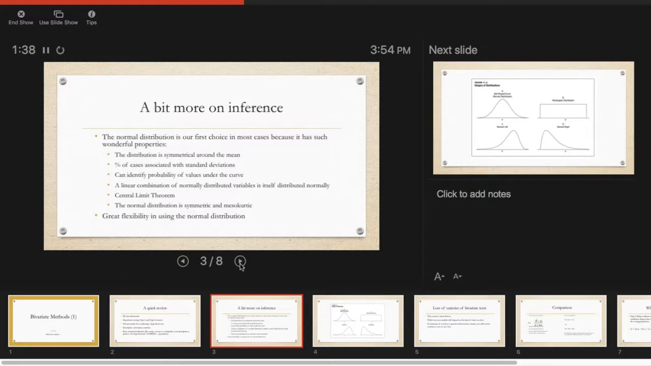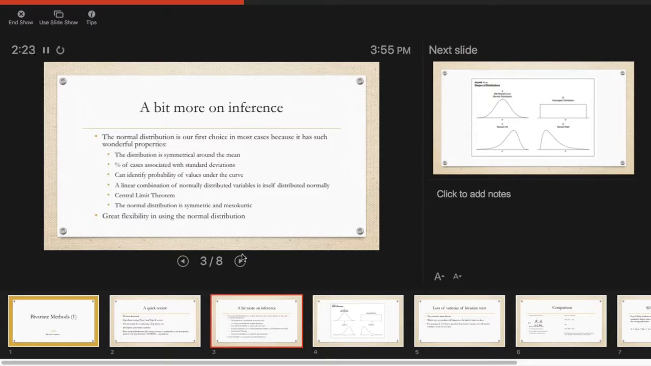So just as a review, because I'm not sure that I covered this very well before we went to break, we base our inferences on that normal distribution. It is our first choice because it has some very basic and pretty universal properties, including being perfectly symmetrical around the mean. You can identify the percentage of cases associated with the standard deviations, 1 standard deviation, 2 standard deviations, and 3 standard deviations out. You can identify the probability of values occurring underneath that curve, so you can identify individual points under that curve.